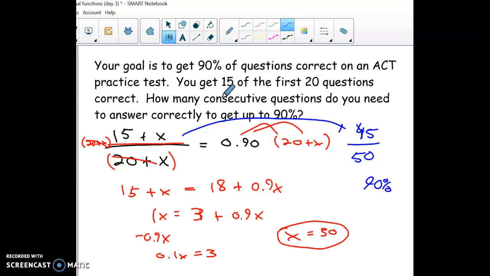If you start off in a little bit of a hole there, you only missed 5 of the first 20, but to get back to 90%, you have to answer 30 more in a row correctly. So it's kind of interesting how percents work there.